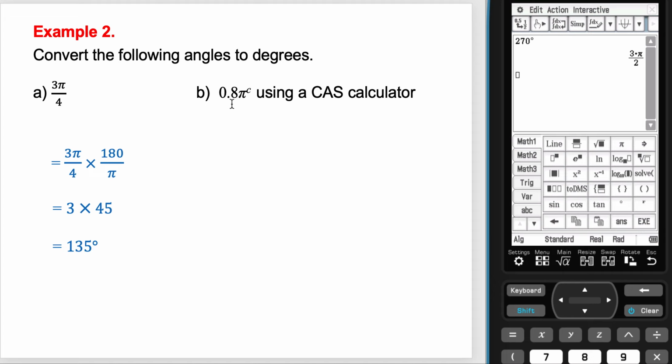Okay, and then for the second one, we've got 0.8 pi radians, and we're trying to get that into degrees using our CAS. So this is just kind of the reverse process of before. We want our answer to be in degrees now. So let's change that to degrees mode down the bottom. Then we just type in 0.8 pi, and we use this little radians symbol, this little R. Hit execute, and it tells us that's equal to 144 degrees.